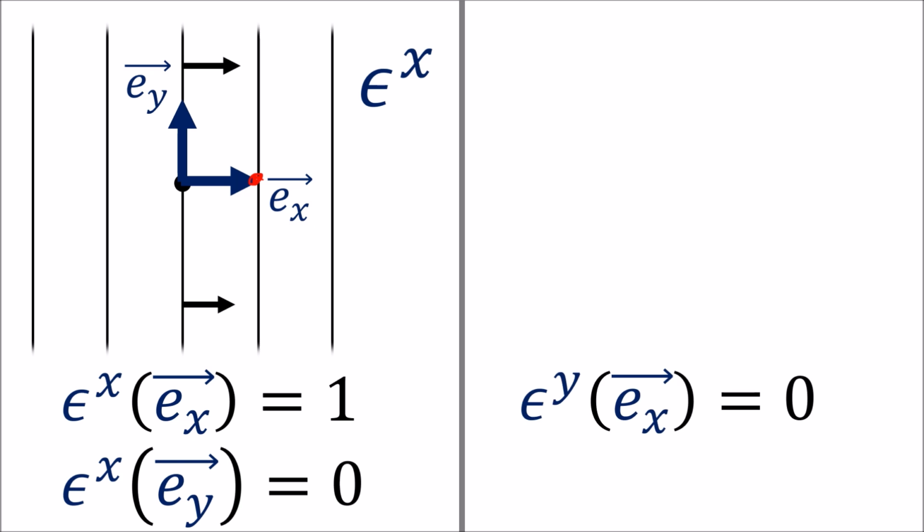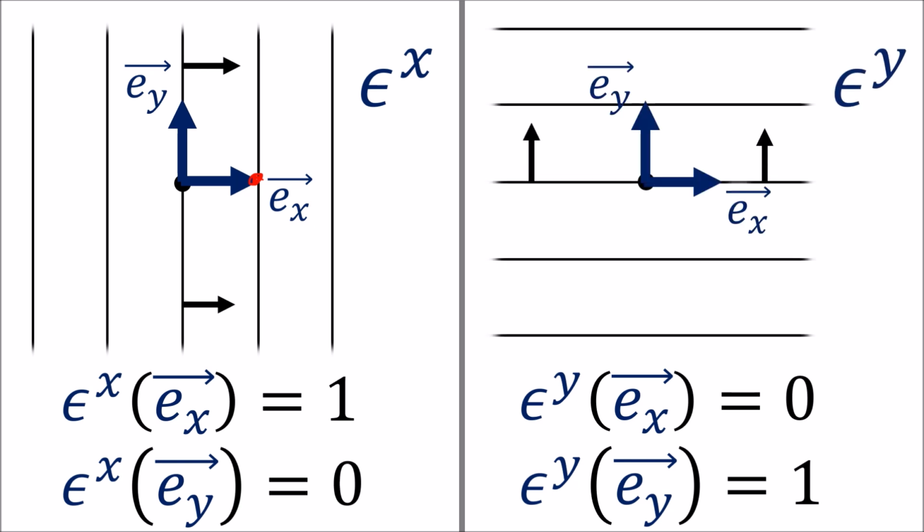Similarly, the basis covector epsilon y is defined so that when it acts on Ey, we get 1, and when it acts on any other basis vector, we get 0. So epsilon y looks like this. Ey pierces one stack line and Ex pierces no stack lines.